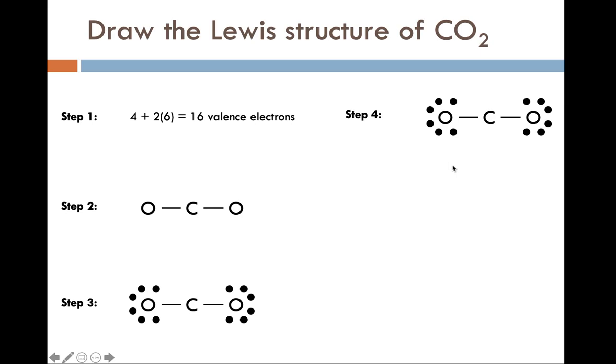So step 5, trying to get the correct number of electrons for our carbon, we're going to need to make multiple bonds. If I take 2 electrons off one of my oxygens, I make a double bond, but I still only have 6 electrons on the carbon.